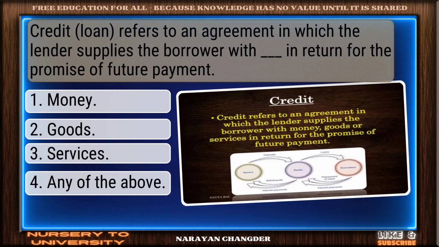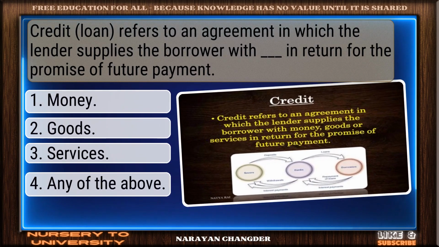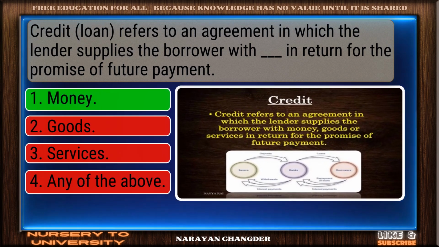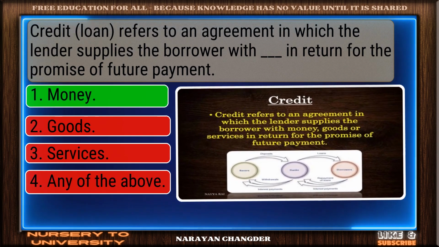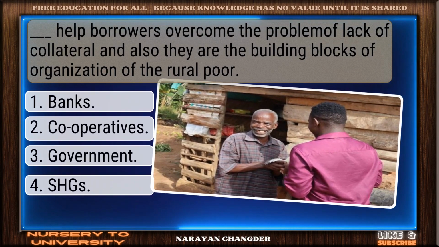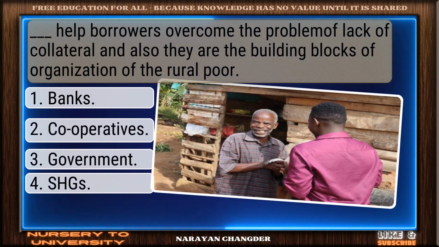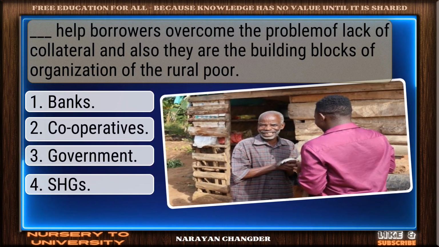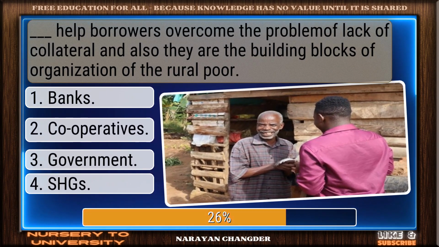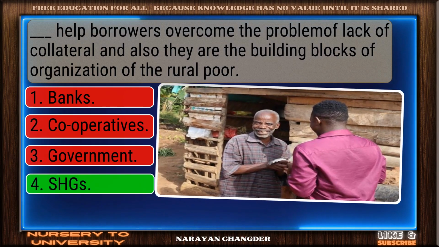Credit refers to an agreement in which the lender supplies the borrower with dash in return for the promise of future payment. Sharp thinking. Money is right. Dash help borrowers overcome the problem of lack of collateral, and also they are the building blocks of organization of the rural poor. Clear logic. SHGs is sound.